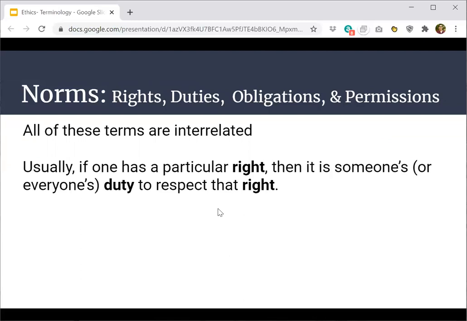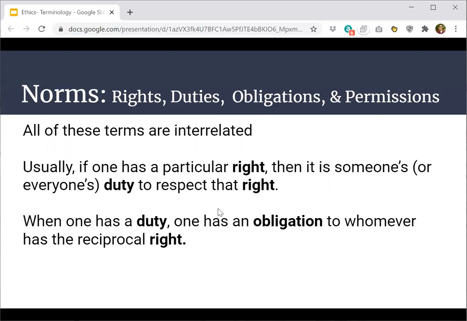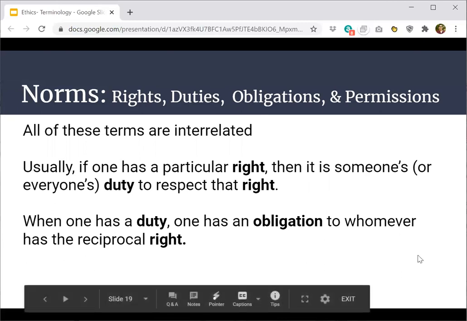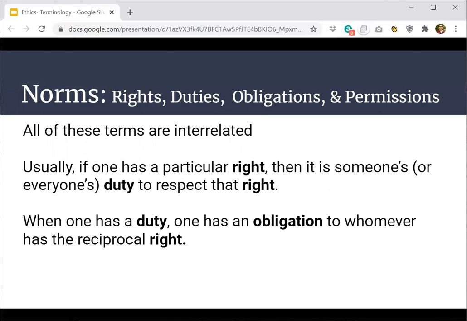Usually, if one has a particular right to something, then it is someone's or everyone's duty to respect that right. So if one person has a right, say, to not being punched in the face, then it is everyone else's duty to not punch that person in the face. When one has a duty, one has an obligation to whomever has the reciprocal right, right? So if you have a duty towards someone, then you are obliged to follow that duty towards the person who's got the right against you.